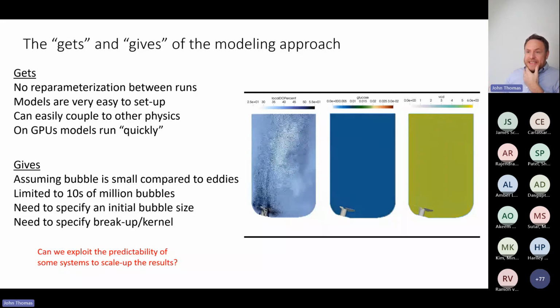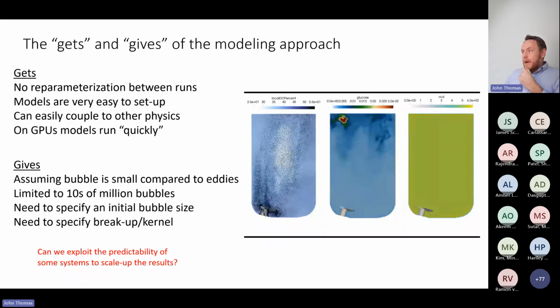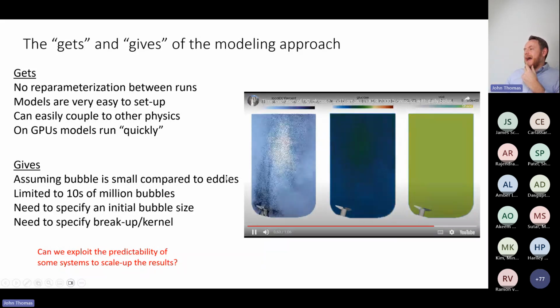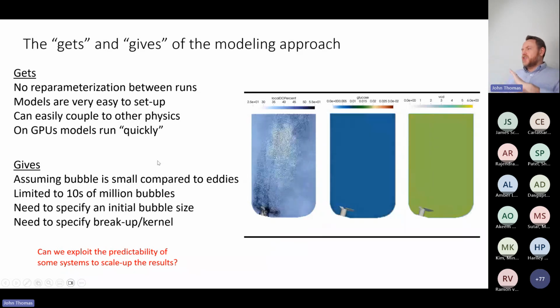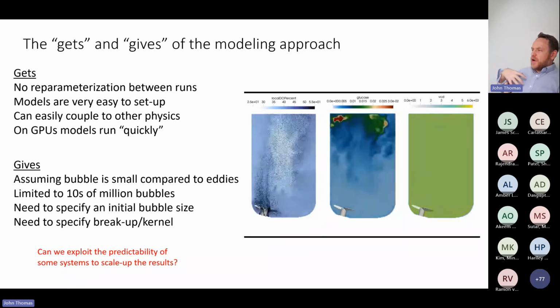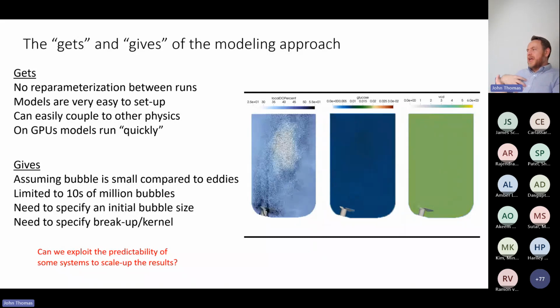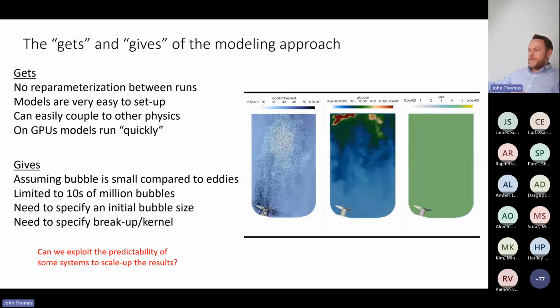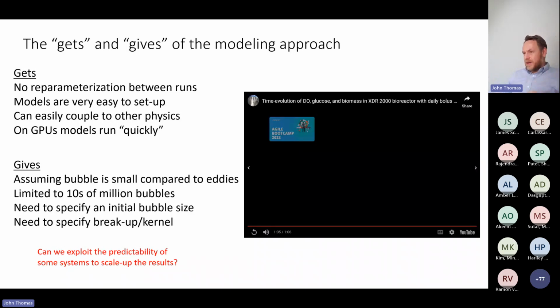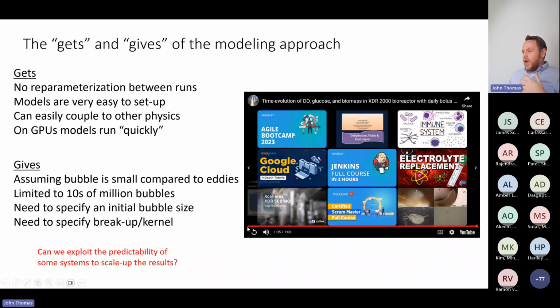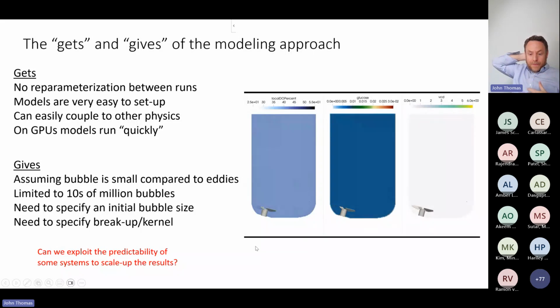These models are very easy to set up, and they're very easy to couple to their physics. This is what I showed last time, where I have the bubbles transmitting oxygen, informing the consumption of glucose and the production of the viable cell density. This is just a throwback to last month's seminar for the PID bioreactors, as it were. But again, this was all that Lagrangian representation. Okay, what are we giving up?